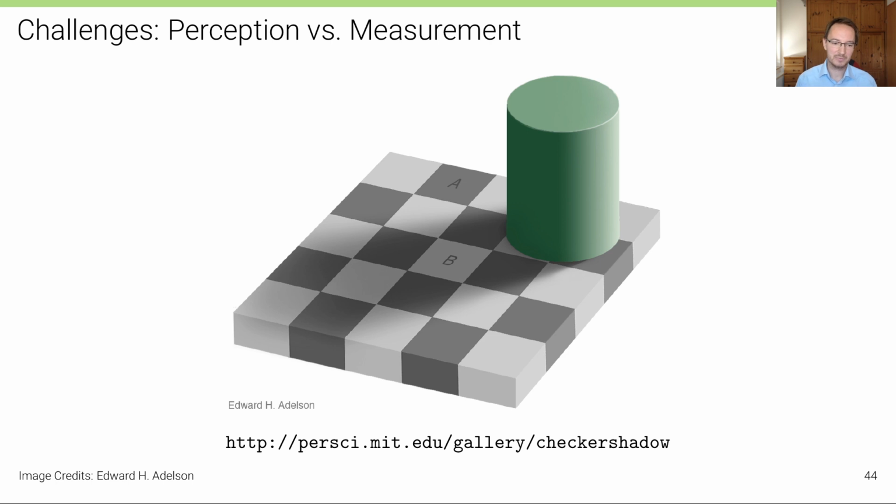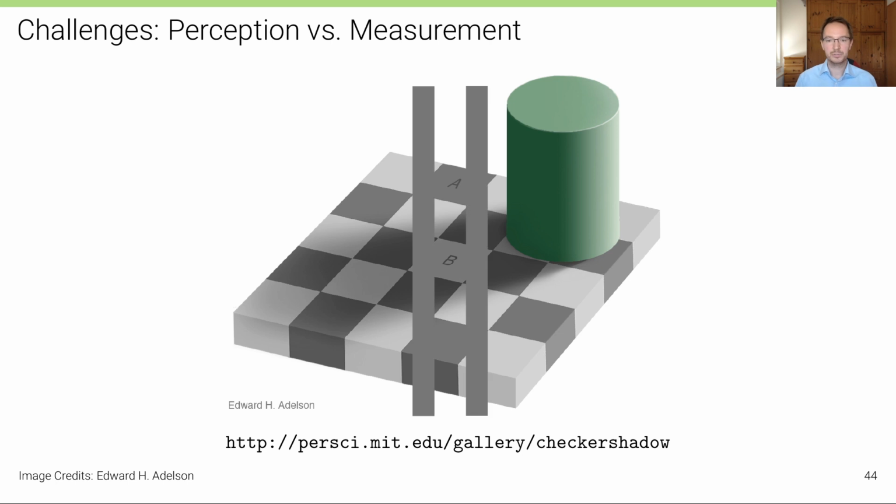This is a famous example from Edward Adelson. I put the link to this checker shadow gallery at the bottom. And I ask you to focus on these checkerboard patches that are indicated by A and B. If you look at this image, most people would say, well, it's clear that the A field is darker than the B field. But this is what you perceive.